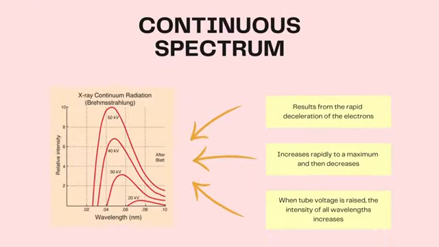Continuous spectrum results from bremsstrahlung during rapid deceleration of the electrons. The figure shows the variation of intensity of continuous X-rays. The intensity increases rapidly to a maximum and then decreases, with no sharp limit. When tube voltage is raised, the intensity of all wavelengths increases, and the position of the maximum shifts to shorter wavelengths.